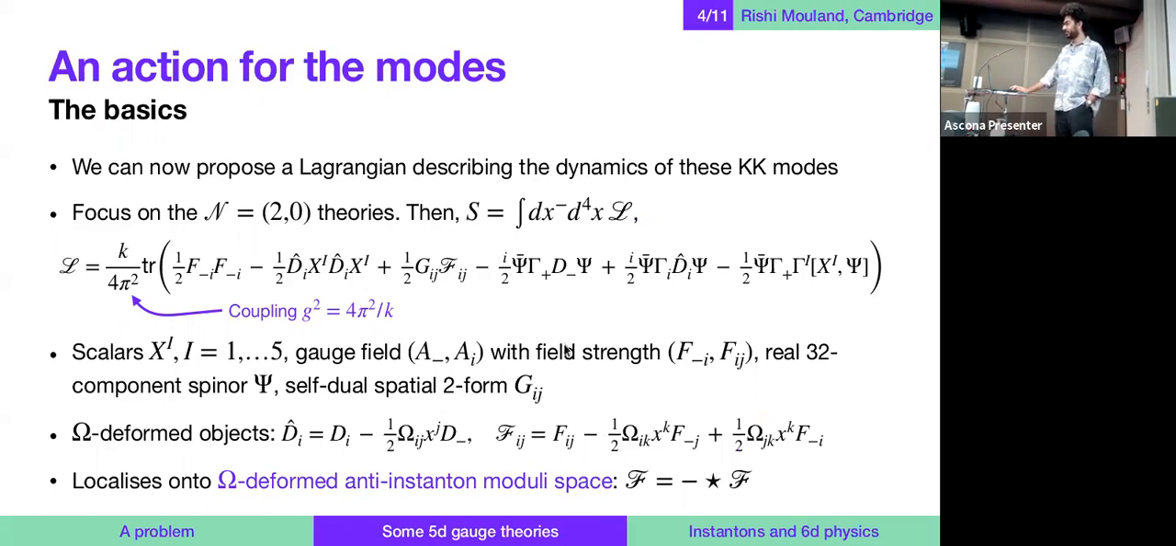This is the field content. The real main thing to point out is there's a self-dual spatial two-form G_ij, which acts as a Lagrange multiplier. And this puts you down onto what I'm calling here the omega-deformed anti-instanton moduli space. This is because this curly F_ij is not quite F_ij, it's omega-deformed by these terms. And similarly, these derivatives are weird too. Like I said, I'm not really going to talk about dynamics there. I really want to just talk about symmetries.